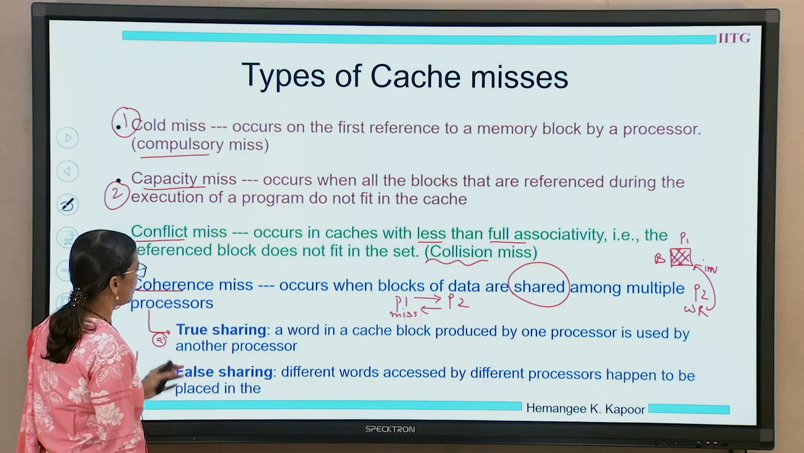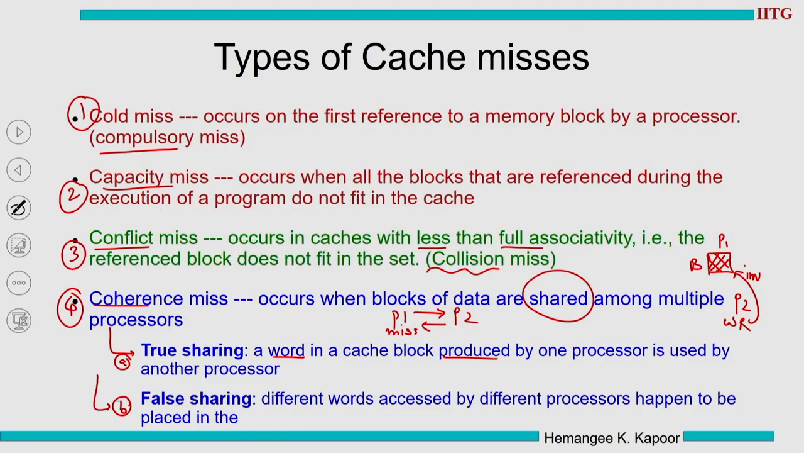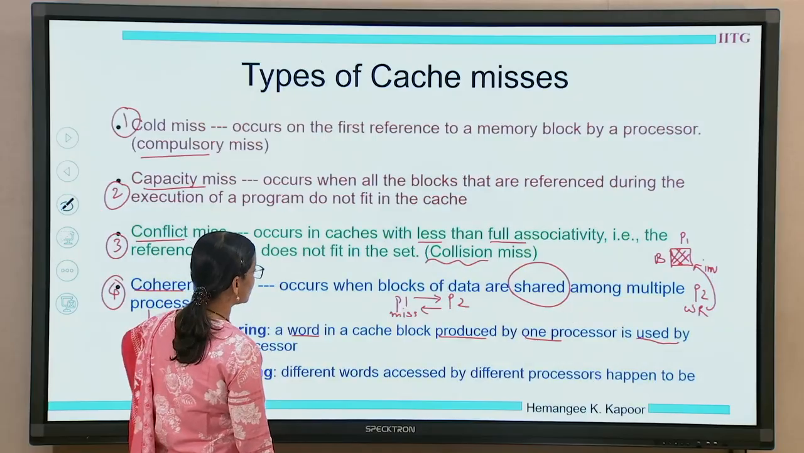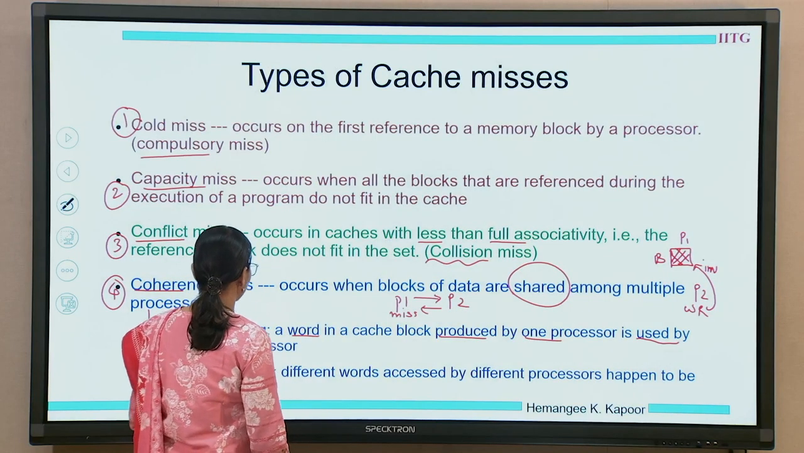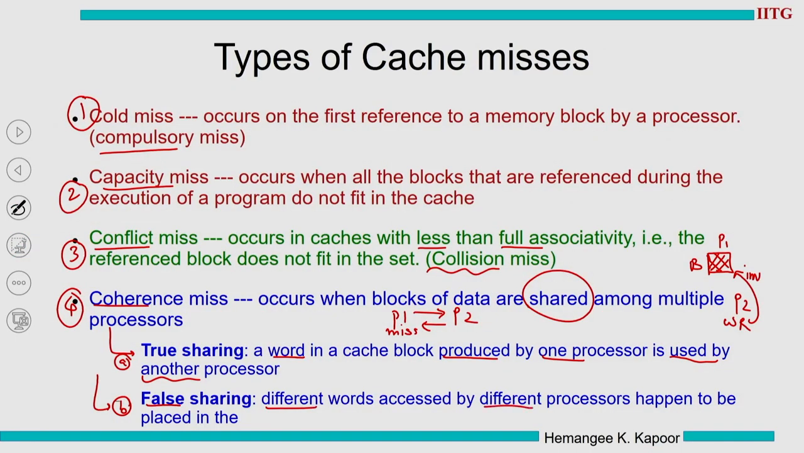A true sharing miss happens when a word in the cache block is produced by one processor and used by the second processor, right? So if P2 writes to a particular word and P1 uses this word in future, such misses are called true sharing misses. And in case P2 modifies certain words which P1 does not require, but still P1 incurs a miss, it is called a false sharing miss. This happens when different words are accessed by different processors and they don't use each other's words, but these words happen to be placed in the same block.